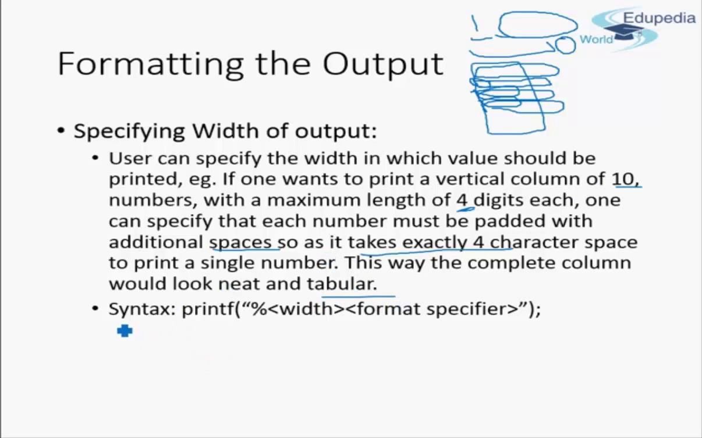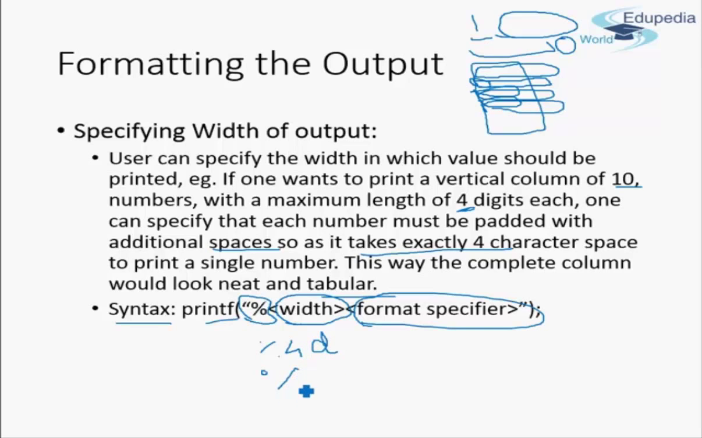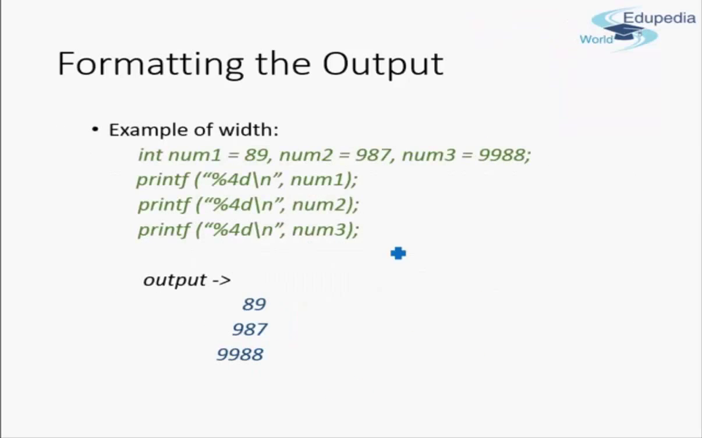How do you do that? The syntax is printf, and while specifying your format specifier, after the percentage sign, you specify the width, the number of characters that should be occupied by the output. Then you give your format specifier. Suppose for printing an integer that should occupy 4 digits of space, I would write percentage 4 and then d. Similarly, for a character, I will write percentage 4 and then c. Now this is an example of how we can format the width of an output.